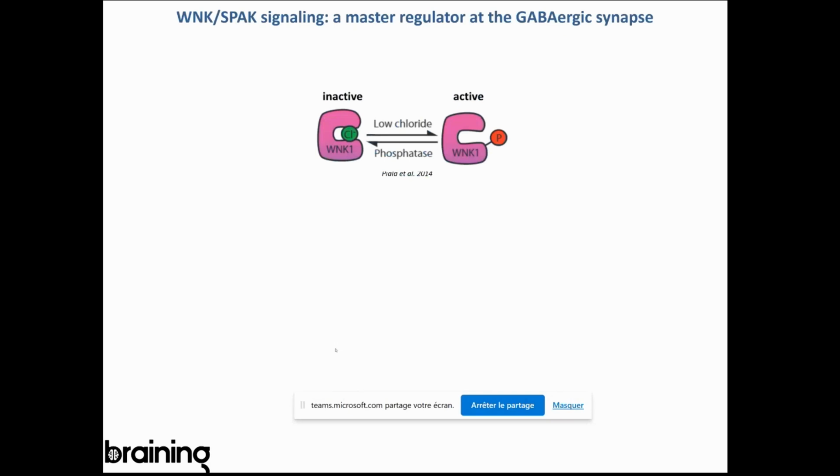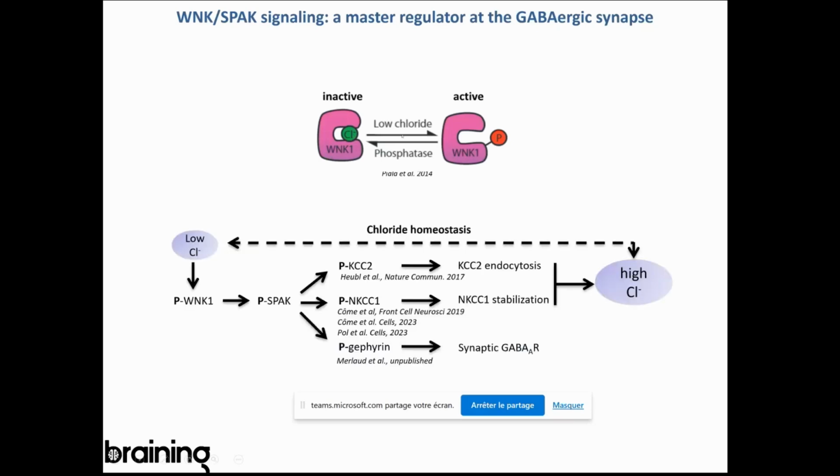So the chloride that goes through the receptor, thanks to a kinase that is not very well known, called the WNK kinase, can be activated by phosphorylation when the chloride is very low in the neurons. And in the lab, we showed that this kinase, once activated, activates a second kinase, which is called SPAK. And SPAK is going to phosphorylate all the molecules that are very important at the inhibitory synapse. So KCC2, NKCC1, and gephyrin, which controls the synaptic localization of the GABA receptor.